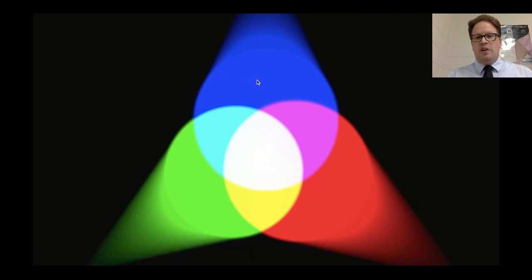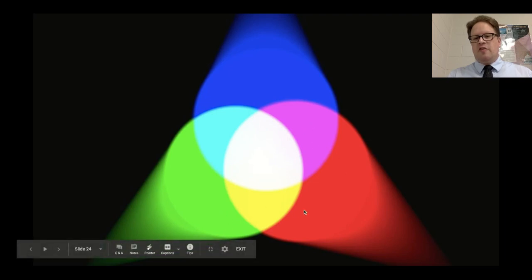So basically, if you combine this blue and this green, you'd be able to see this color. You combine the blue and the red, you can see these colors. You combine the green and the red, you can see these colors. And if you combine all of them at the same time, that's what we see as white.